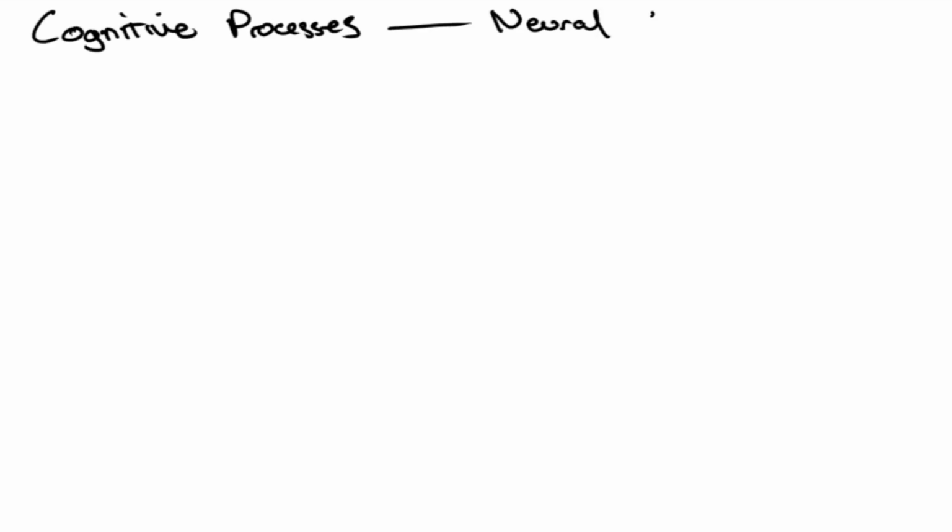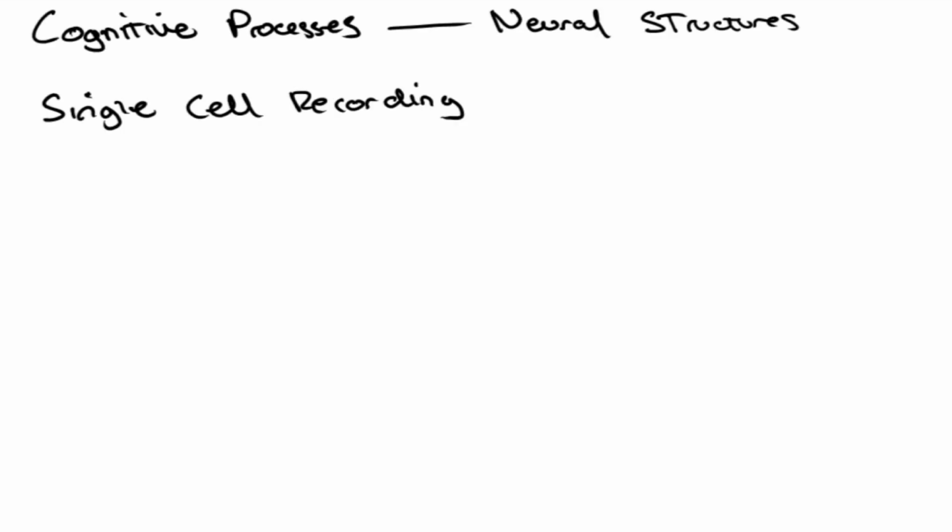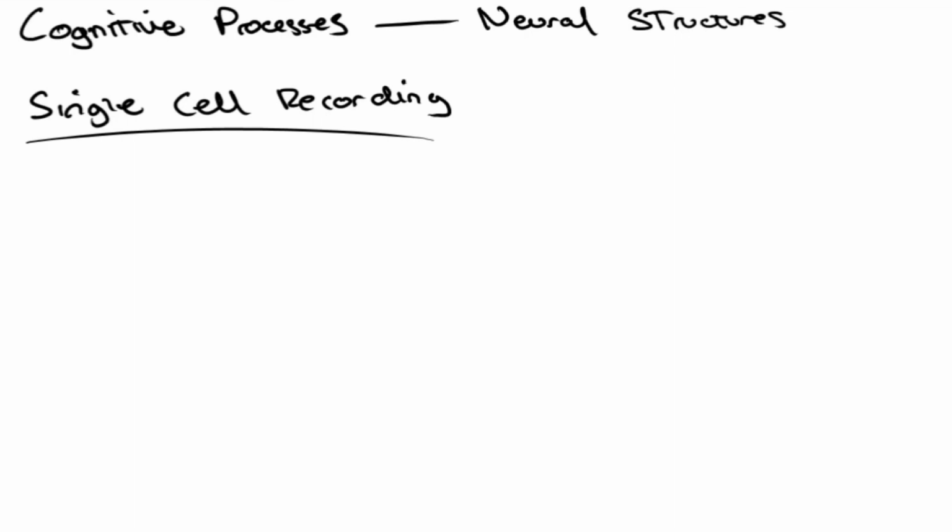Next, I'll talk about methods of linking cognitive processes to neural structures. One of the methods is single-cell recording. Some Nobel-winning research was conducted in the 60s to map out the visual system in animals using single-cell recording, where microelectrodes were inserted extracellularly into single cells, sampling multiple cells in different areas of the brain.